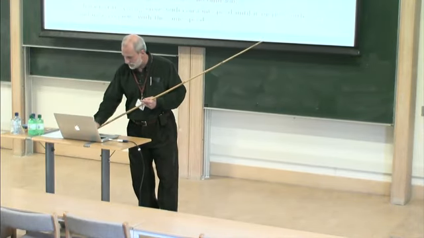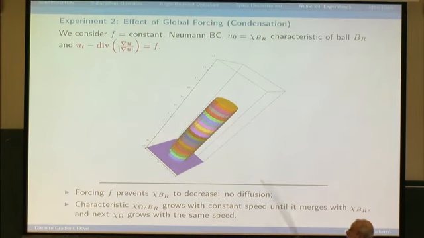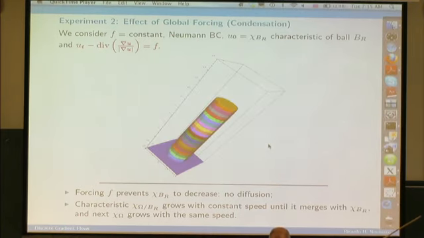Okay, so here you have a problem with boundary conditions that are Neumann type, but I will put a forcing term, a constant forcing, and I want you to see. You may now suspect what's happening. I don't know.